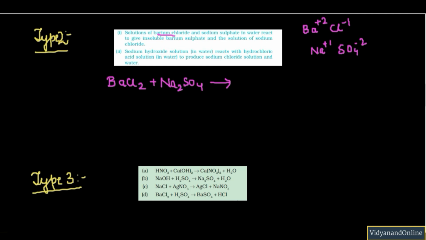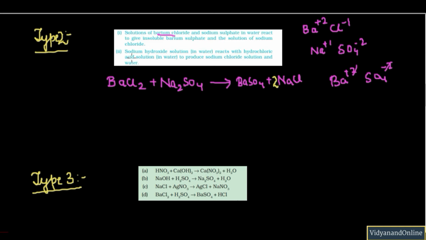Barium sulfate will be this and this combining, Ba plus 2 and SO4 minus 2, they will be combining and forming BaSO4 along with sodium chloride. We know sodium chloride is NaCl because Na is plus 1 and Cl is minus 1. Now we are going to balance it. First of all, balance sodium, which is a metal. So if I put 2 here, now chlorine has also become 2, and here chlorine is 2, so sodium and chlorine are balanced. Barium is also balanced and SO4 is also balanced. So we have received a balanced equation.